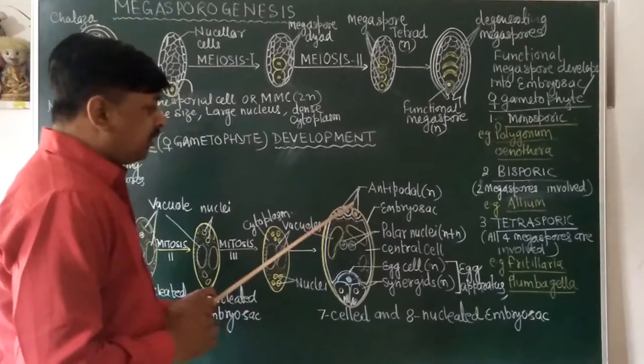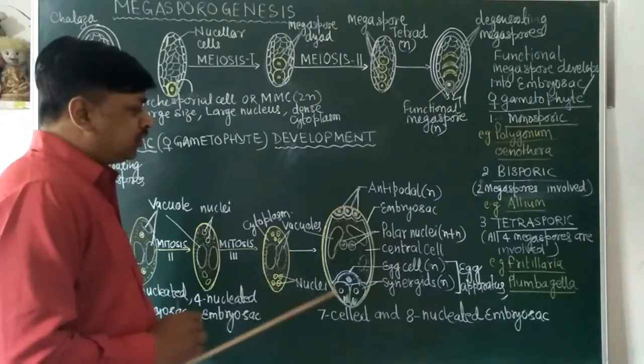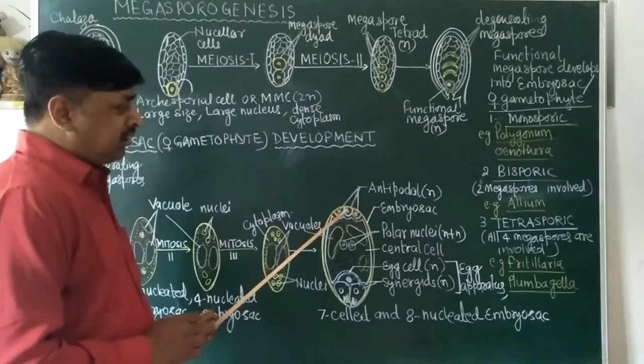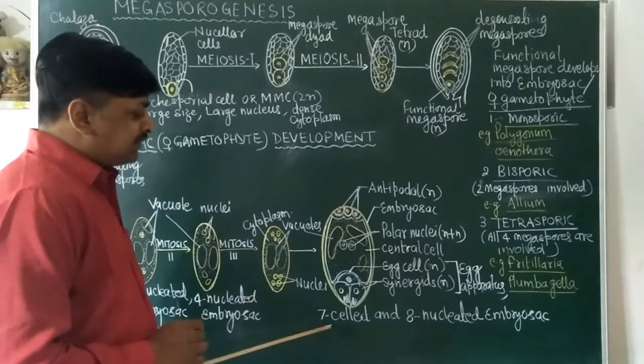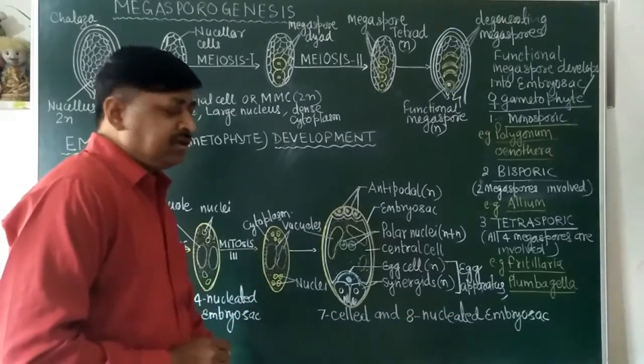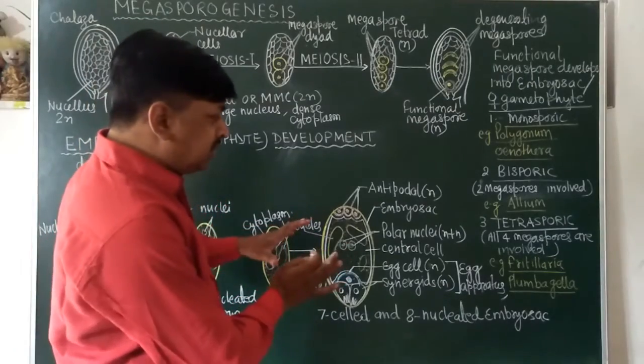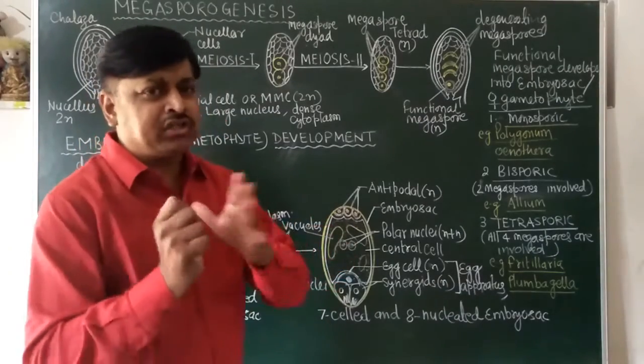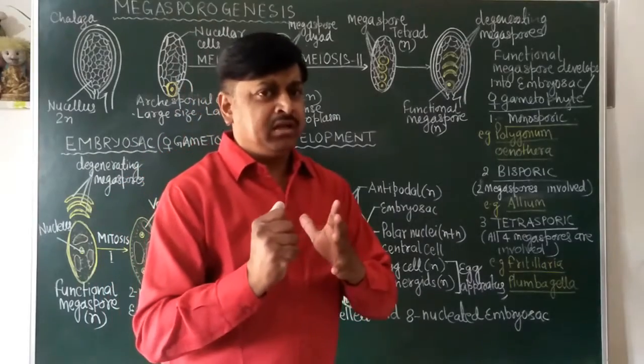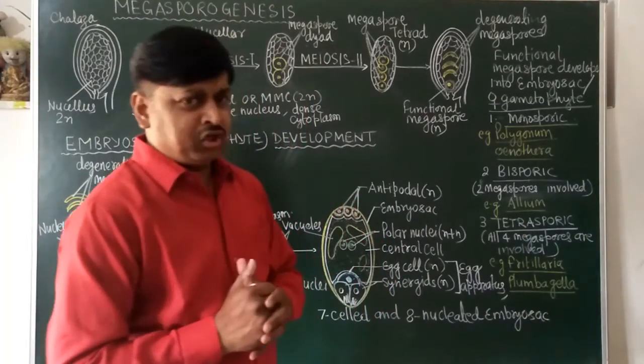A female gametophyte or the mature embryo sac, you can see here, it is a 7-celled and 8-nucleated structure. Clear student? So this is the explanation about the development of the female gametophyte or the embryo sac.